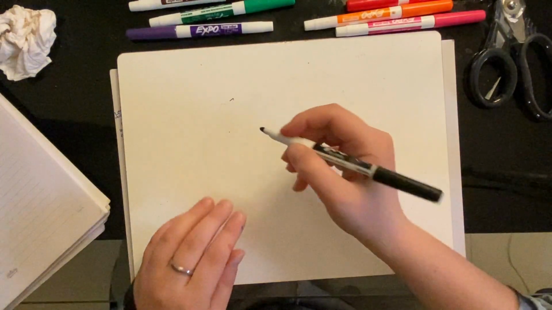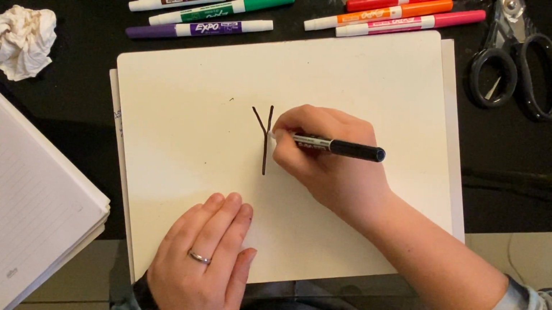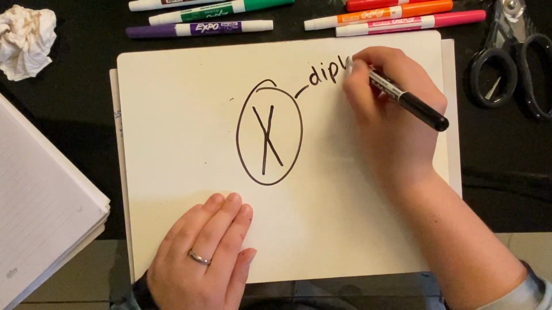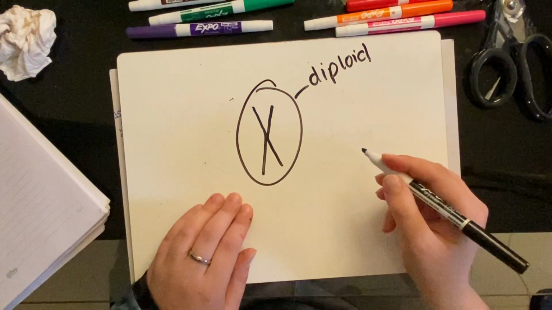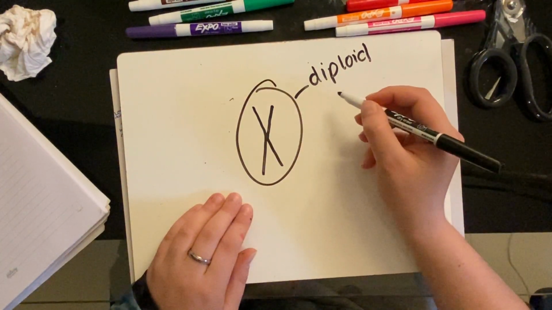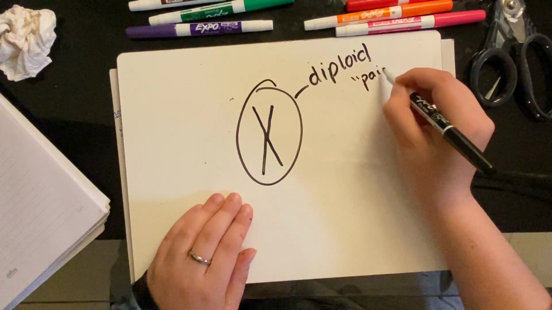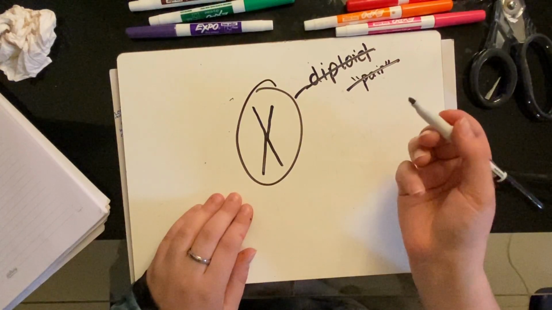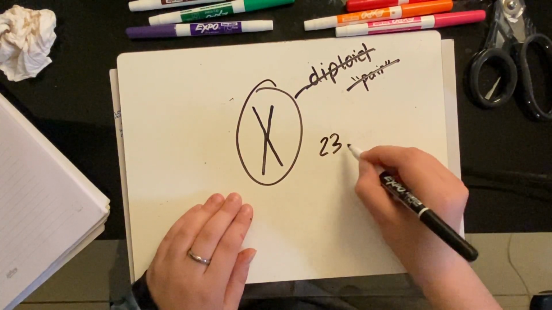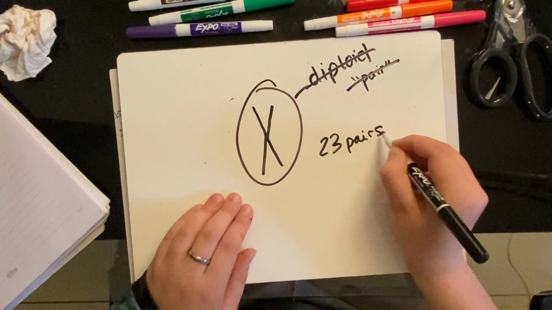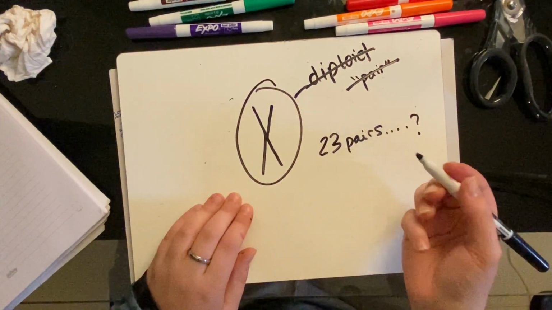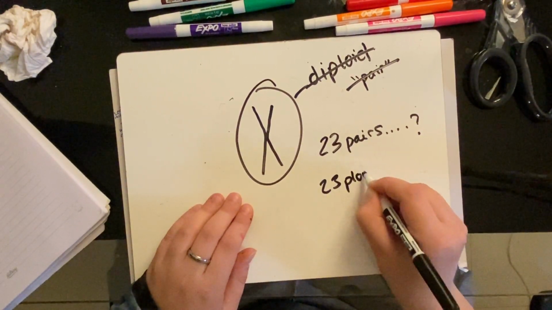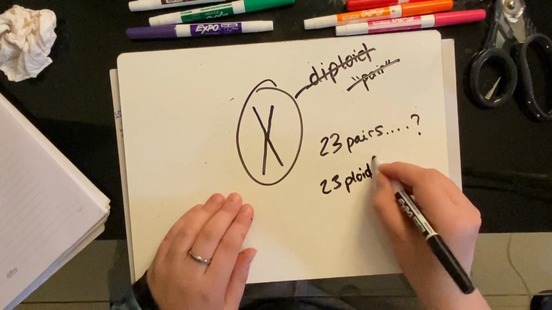So maybe a chromosome looks like this. I thought this was the reason that we were diploid, that we had a pair, right? But scratch that out, that's not the reason. I was getting confused because we had 23 pairs. So I'm like, well, why aren't we considered like 23-ploid, or whatever the word for that would be?